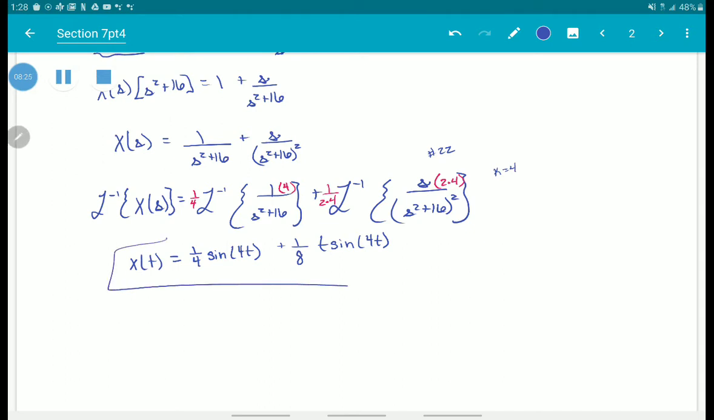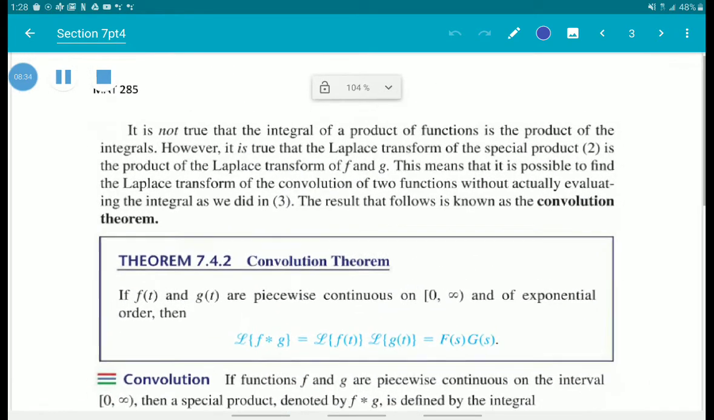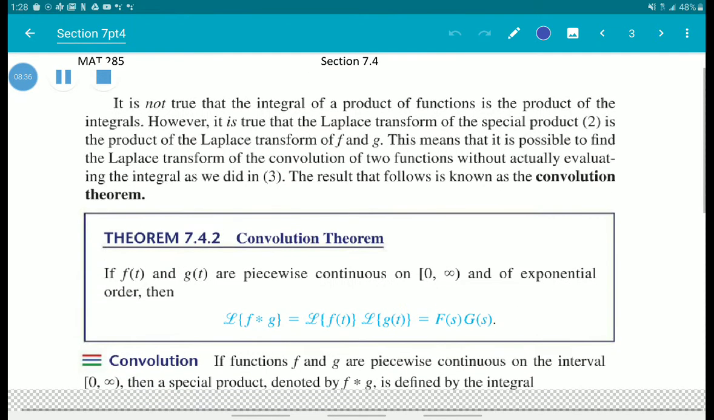So there's our solution to our differential equation. The next thing we need to talk about is convolutions.